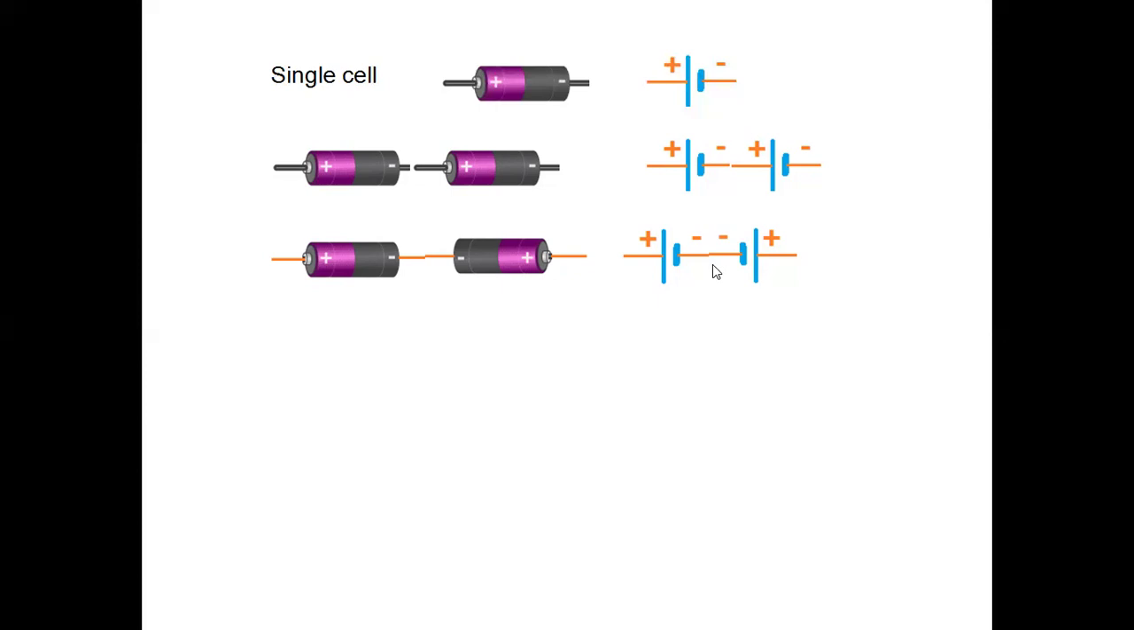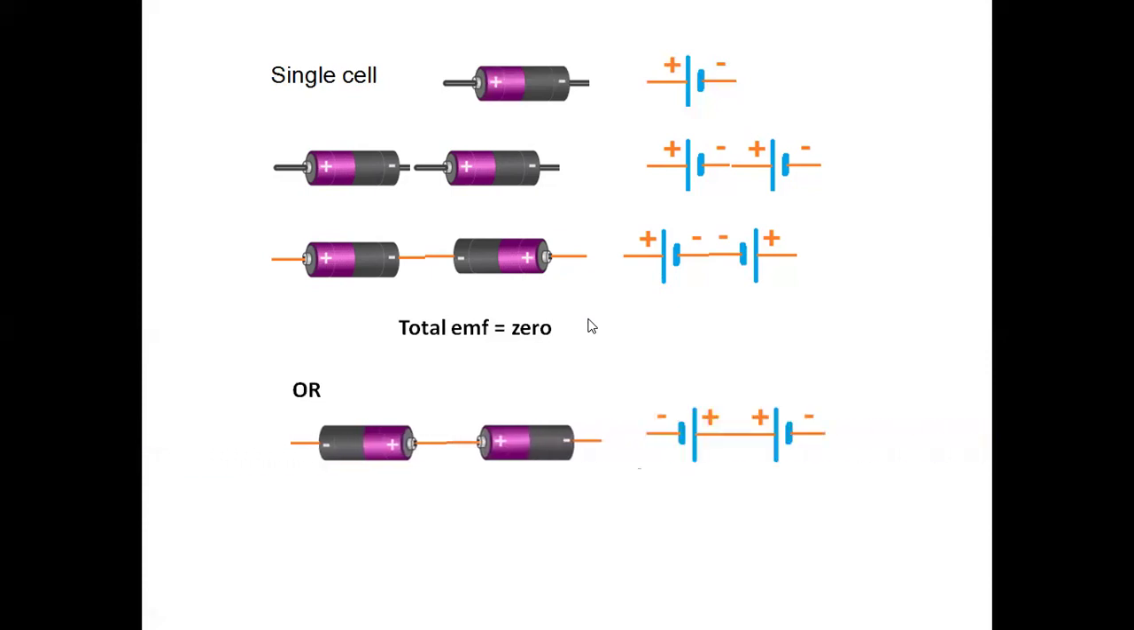Here, the two negatives are joined together and the resultant EMF is 0. In the same way, we can have two positives joining each other. And again, in this case also, the total EMF will be 0 if the two cells are identical, because they will drive current in opposite directions.